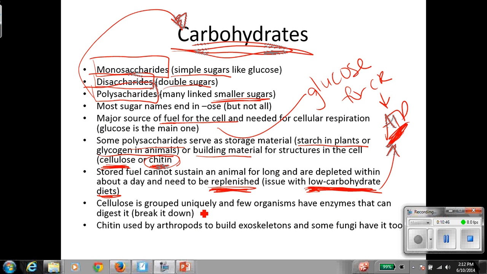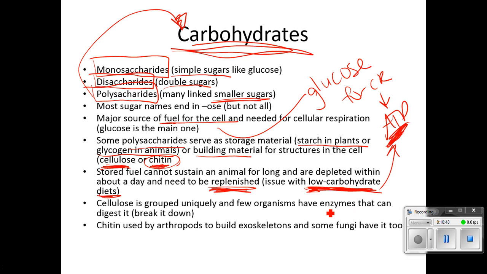All right, cellulose is grouped uniquely, and few organisms have enzymes that can break that down. Again, cows are an example that can. Chitin is used in arthropods. That's the word I was looking for. Insects that have exoskeletons. Those are the words I was looking for. Some fungus actually has chitin as a component of them too.